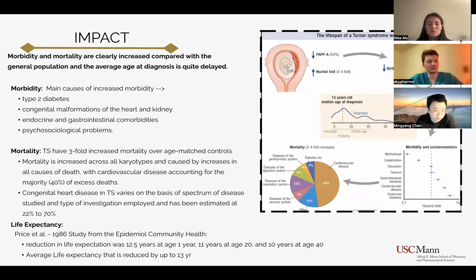The only study that was mentioned on life expectancy was from 1986, and it was more of an epidemiological community study. The reduction in life expectancy was about 12.5 years at age 1. And then for individuals diagnosed at age 11, it was a life expectancy of about 20, and at age 10, a life expectancy of about 40. Average life expectancy, if you look across the spectrum, is about 13 years less than normal individuals have.